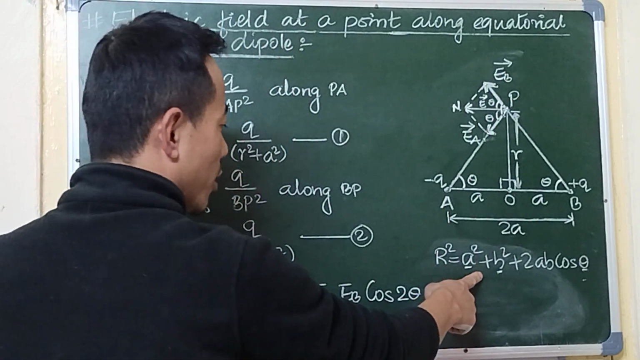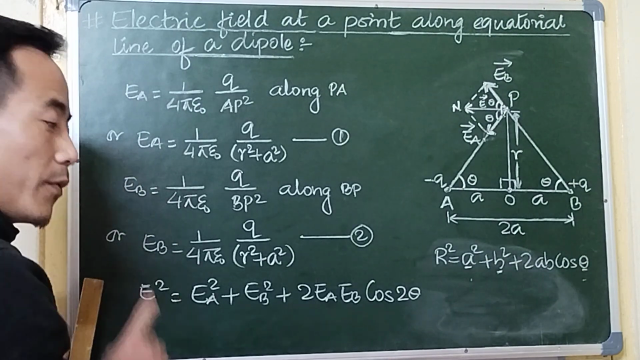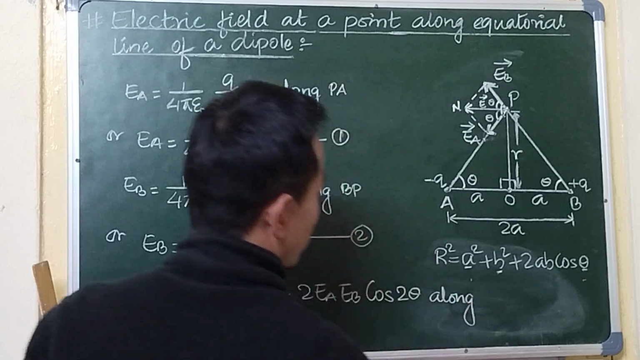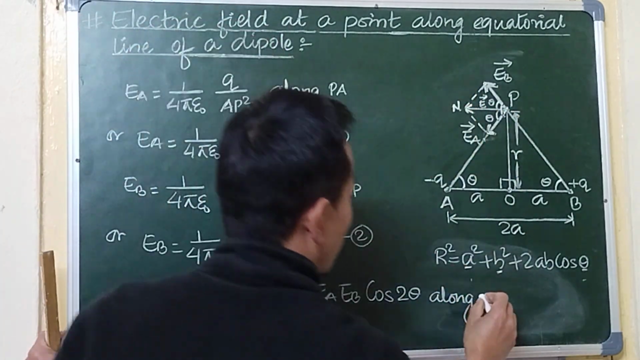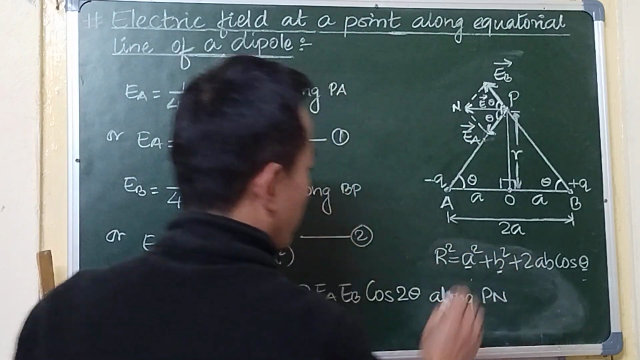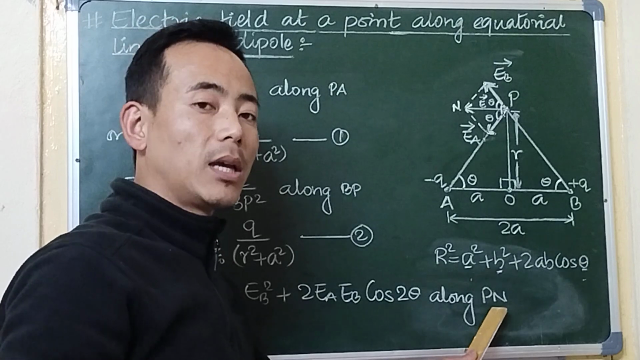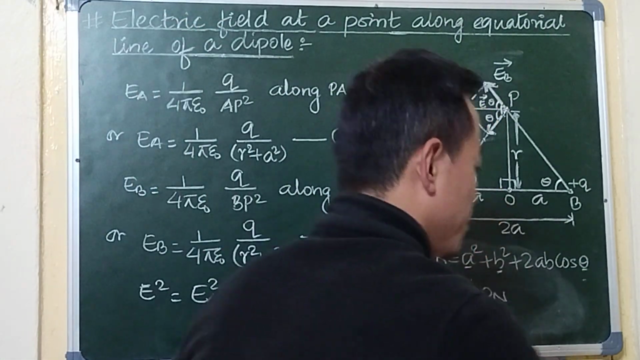So using this formula, we have written the magnitude for the resultant electric field. And also here you can say the direction, since the direction is given by the diagonal of this parallelogram and it is directed along PN in the diagram. So this resultant electric field will be directed along PN. So let's expand this equation further.